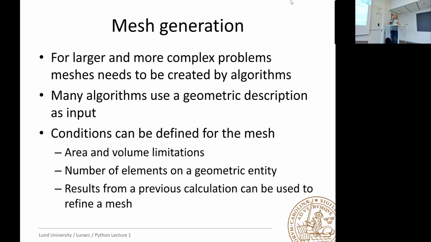So for example, I can tell the mesh generation algorithm that the elements can only be a certain size. They can't be larger. You can also tell the algorithm how many elements there should be on a line. Or you can refine the mesh by taking the results from a previous calculation and refining the mesh to increase the number of elements. That's when you have a high gradient, for example. We will not be doing those fancy things, but it's possible with many of the mesh generation tools.